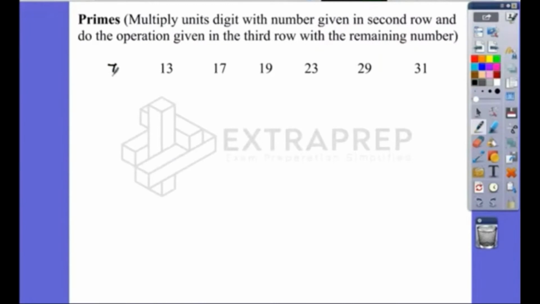Primes. What's the rule for 7? What's the rule for 7 that I taught you? You'll multiply the last digit with 2 and subtract from the remaining number. This is the rule for 7, right? You'll multiply the last digit with 2 and subtract from the remaining number. If we take this as row 1, row 2 and row 3.